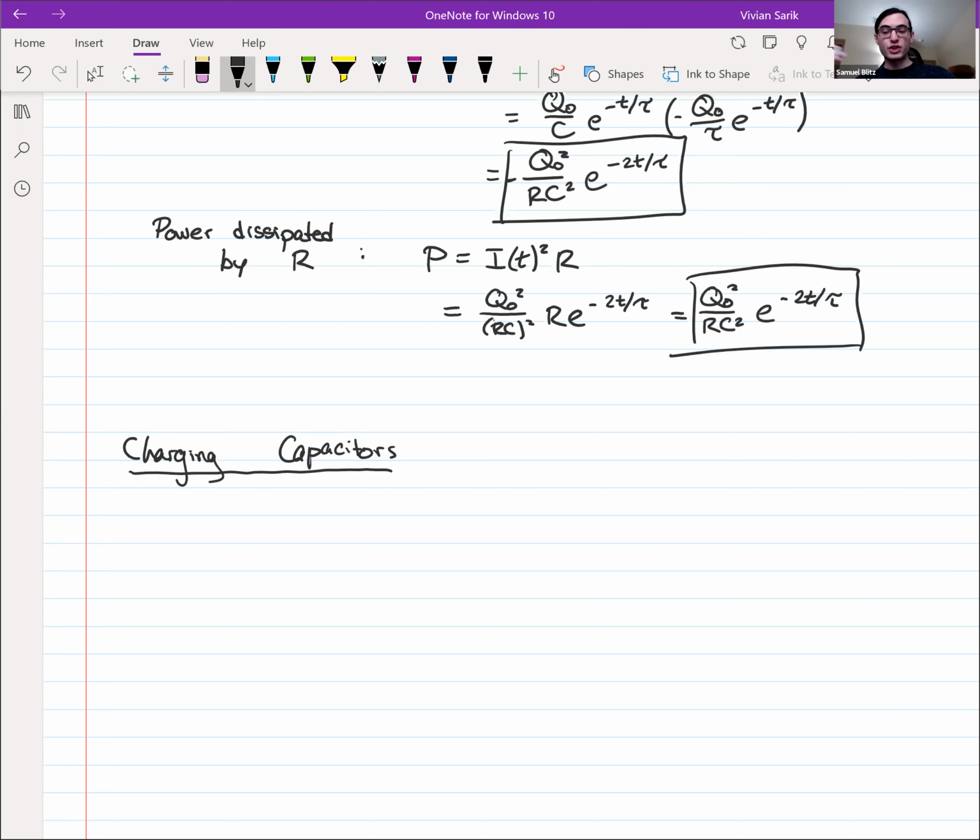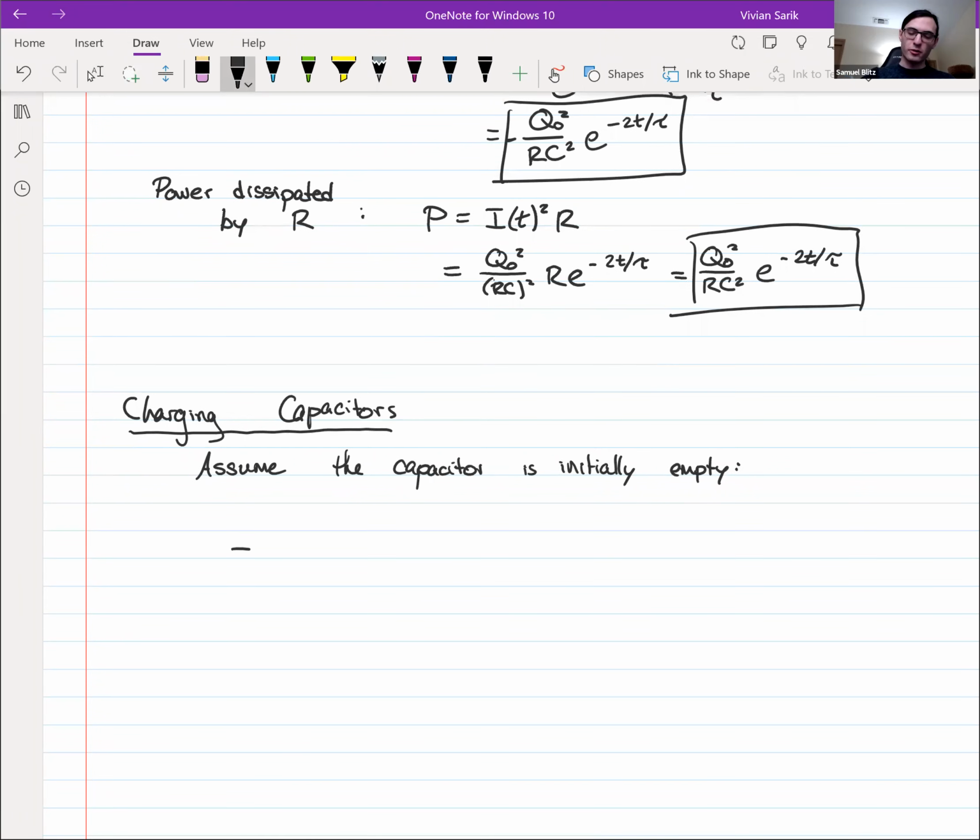Right. So charging a capacitor is very similar to what we just did. There's just one extra part that's added. So we're going to assume that the capacitor is initially empty, and it is in the circuit that I'm about to draw. So we have our EMF, we need something to charge it. We have our capacitor, which is initially empty, say capacitance C. We have our resistor, say R, and then we have a switch.